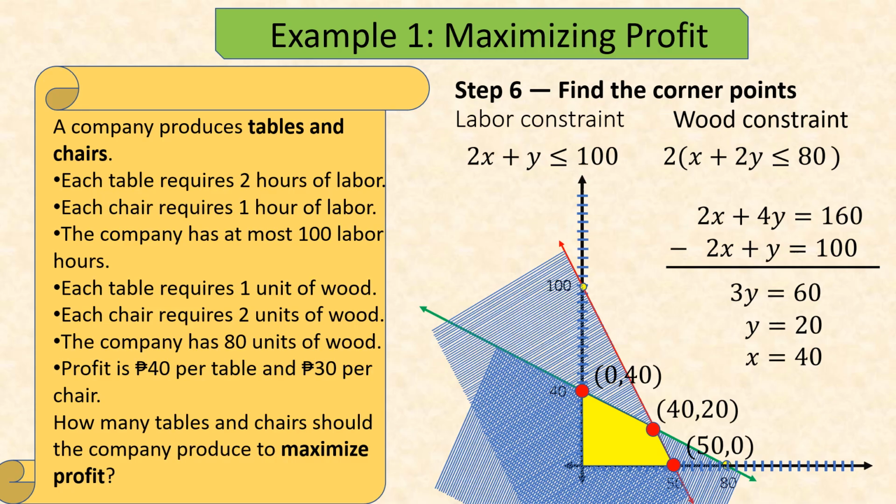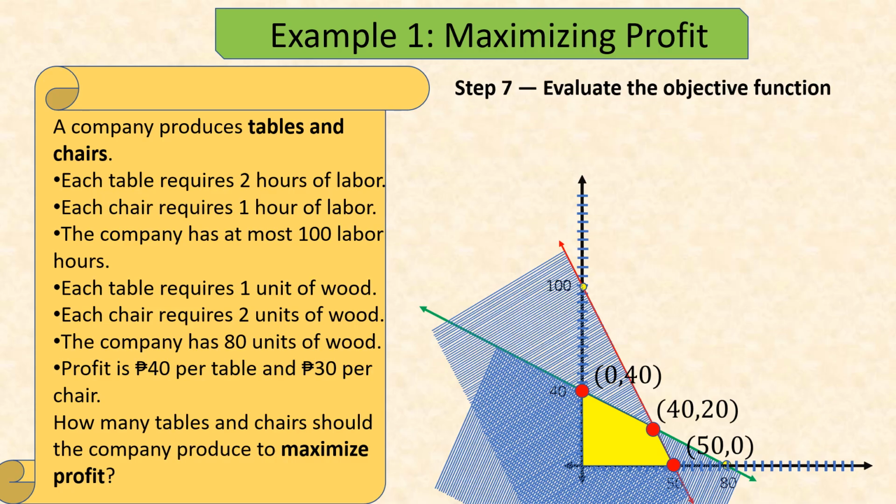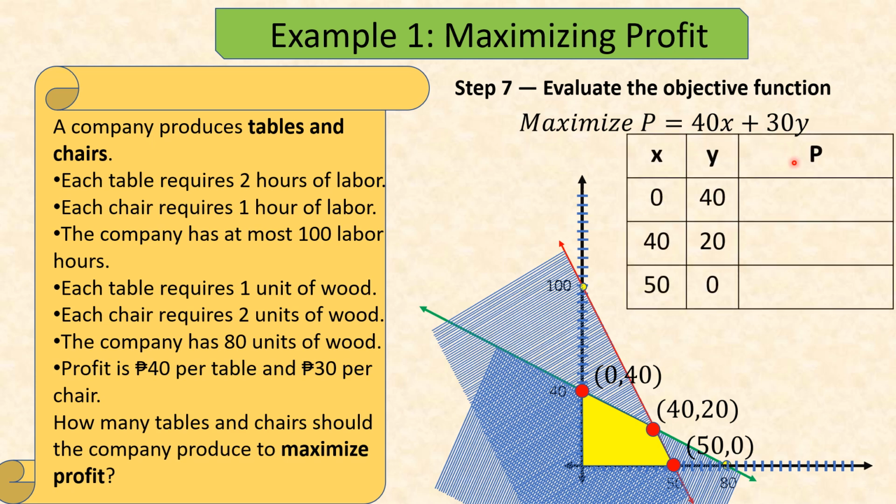After finding the corner points, we need to evaluate the objective function. So using these corner points, we will substitute them into the objective function, maximize P equals 40x plus 30y. So let's create a table: 0 and 40, 40 and 20, and 50 and 0. So for these three corner points, we will find the profit if we create this number of tables and chairs.